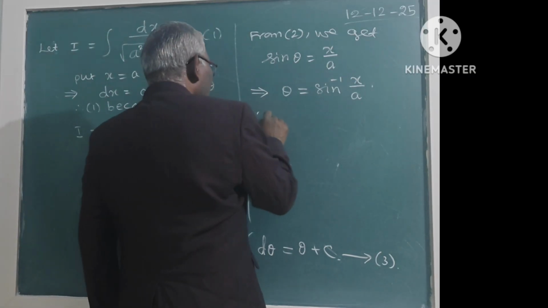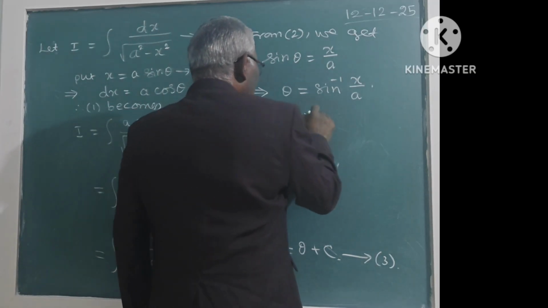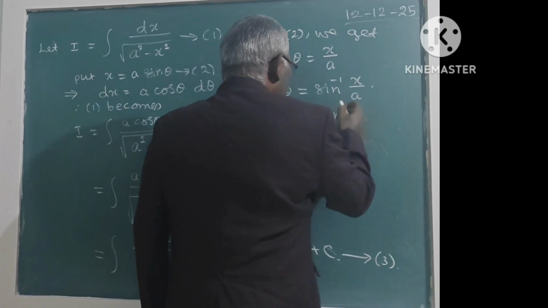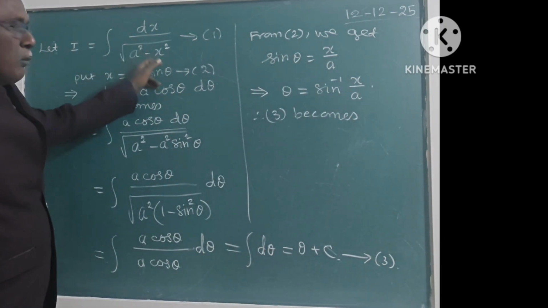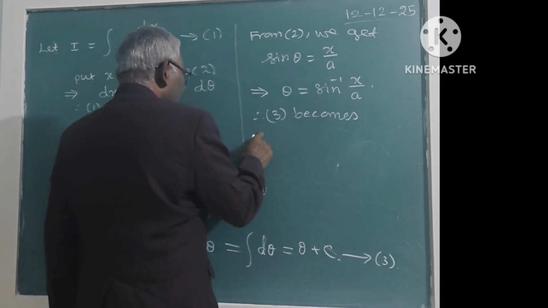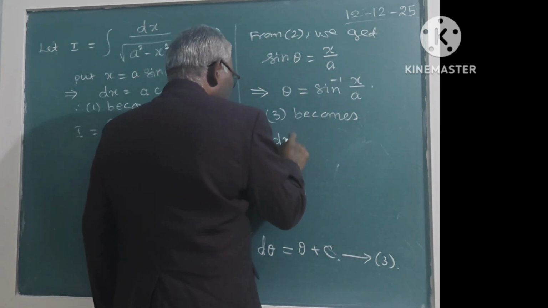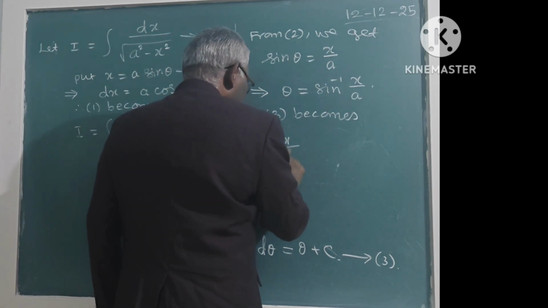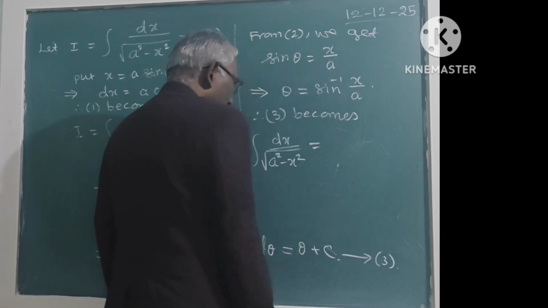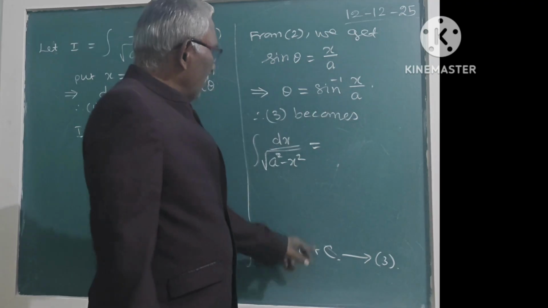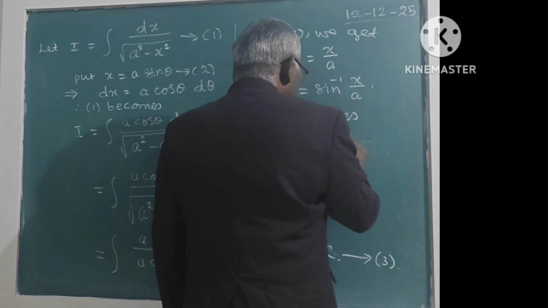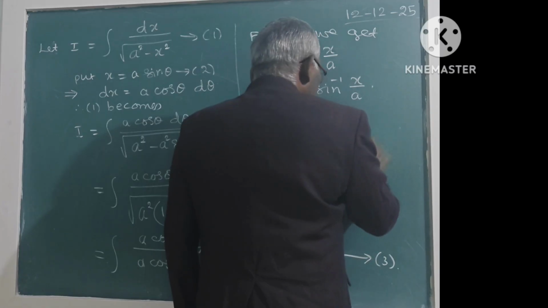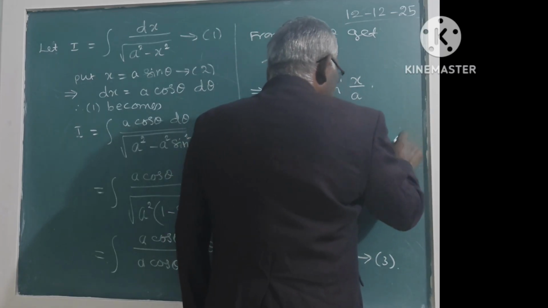Therefore, 3 becomes I. I is nothing but integral dx by square root of a square minus x square. This is equal to theta. Theta is nothing but sin inverse x by a plus constant.